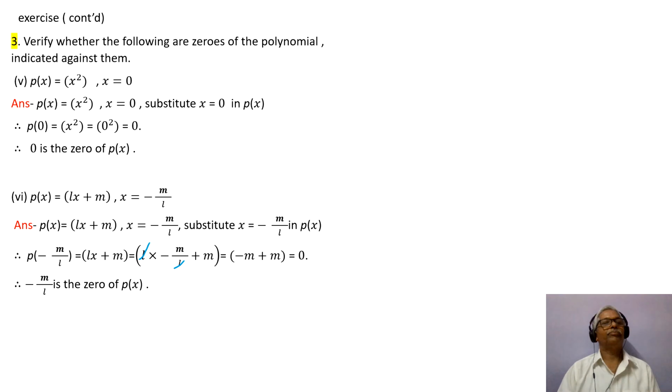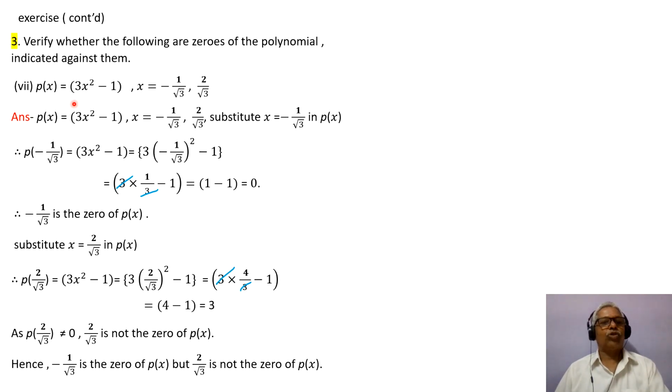Okay, so seventh one, p(x) equal to 3x square minus 1 at x equal to minus 1 upon root 3 and 2 upon root 3. Answer: write the whole expression again along with this, because this expression in the exam will be on the question paper. You need not look at the question paper again and again. So write it very correctly along with signs and commas and everything. Okay, so you have done it. Now substitute x equal to minus 1 upon root 3 in p(x). We have done it here.